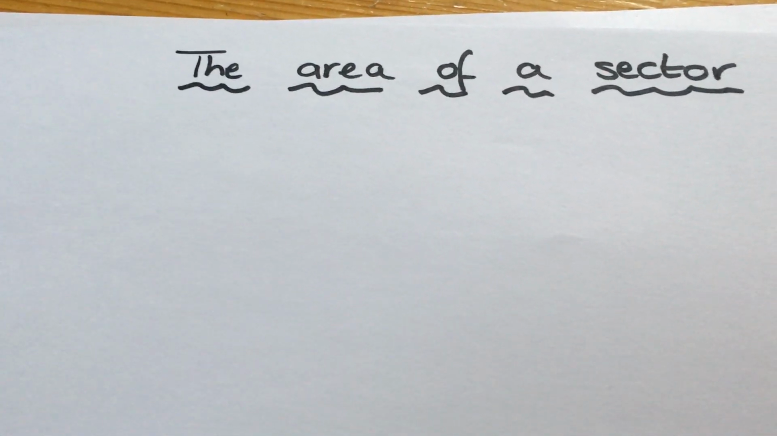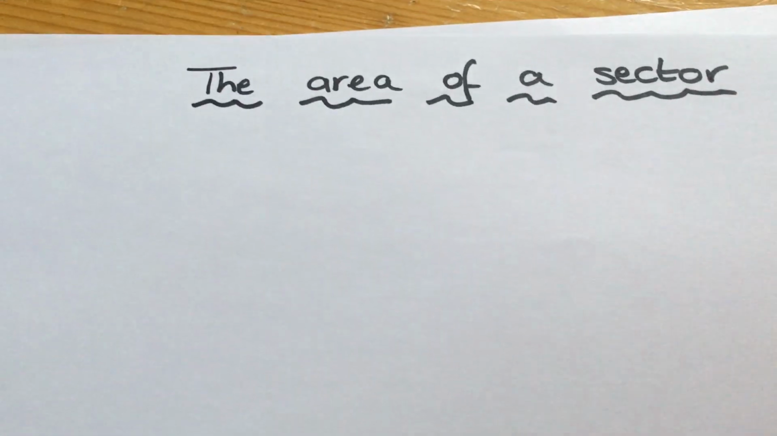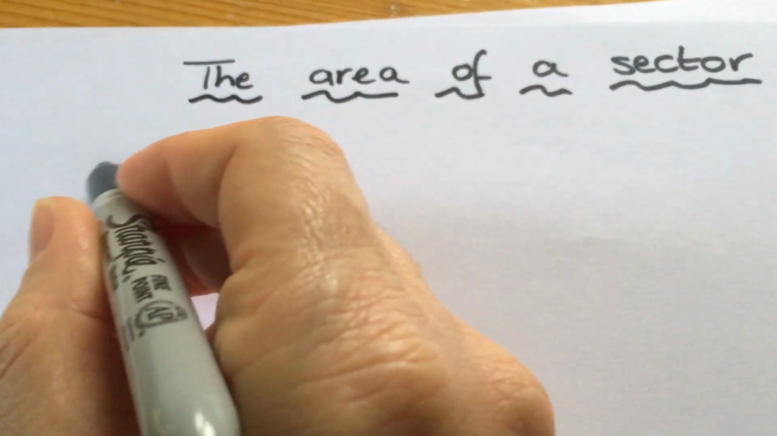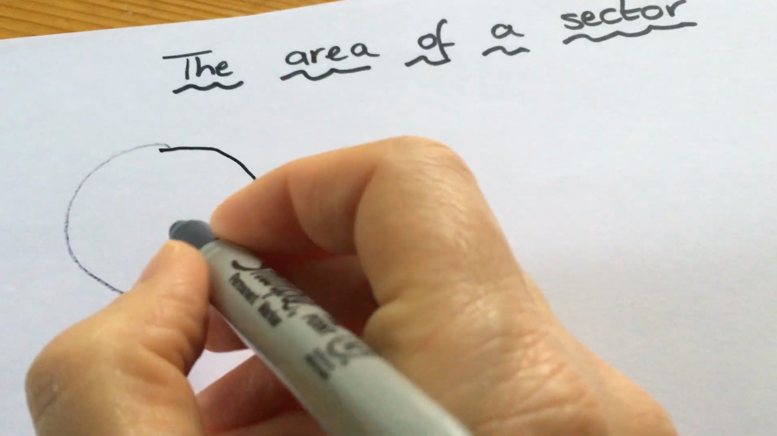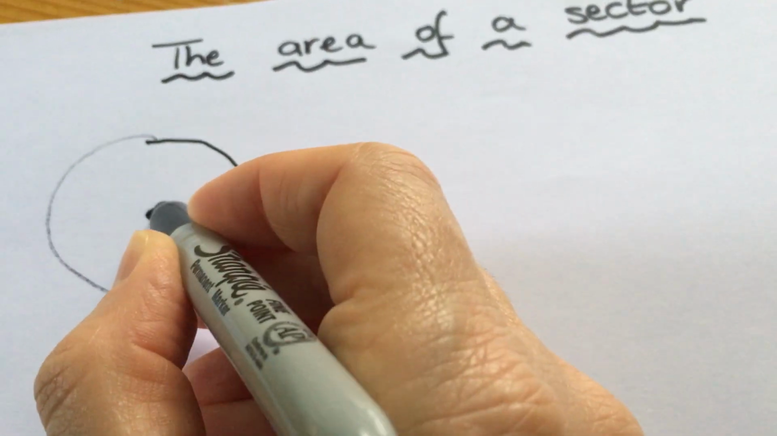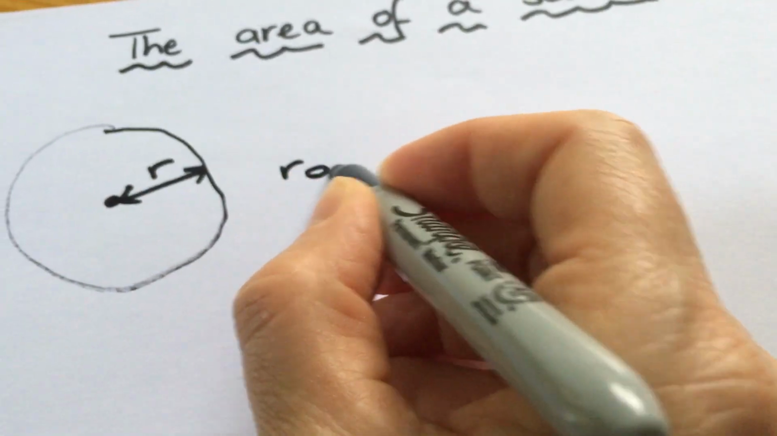This video is to explain how to find the area of a sector. Very quickly, let's just look at some parts of a circle that you're going to need. Any line that is from the centre out to the edge is called the radius.